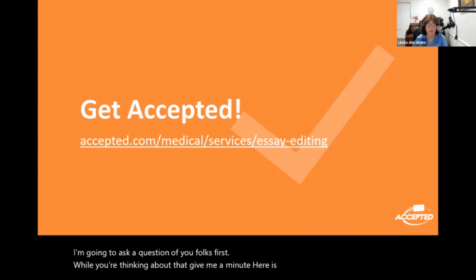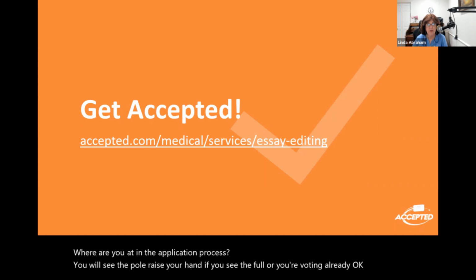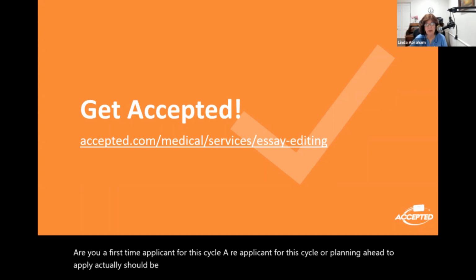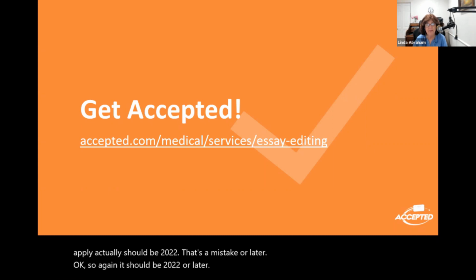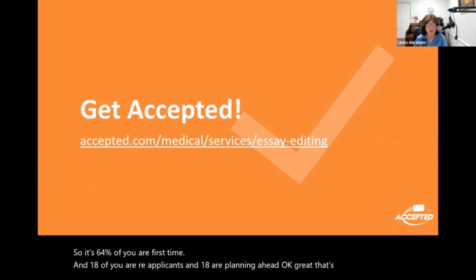Here's a poll. Where are you at in the application process? Do you all see the poll? Oh, you're voting already. Okay, great. Are you a first-time applicant for this cycle, a reapplicant for this cycle, or planning ahead to apply? Actually, it should be 2022 or later. Okay, we have almost 80% voting. Anybody else want to vote? 5, 4, 3, 2, 1. I'm going to end the poll and share the results. So 64% of you are first time, 18% are reapplicants, and 18% are planning ahead. Now I assume most would be first time applicants.